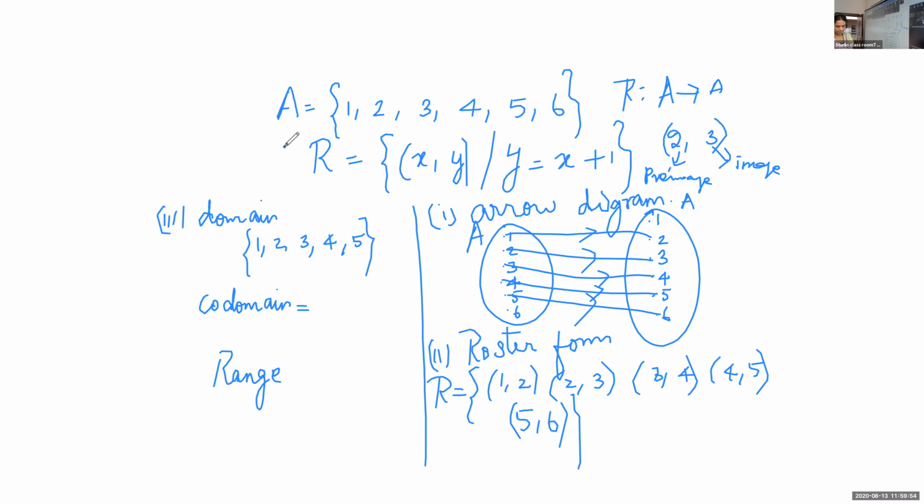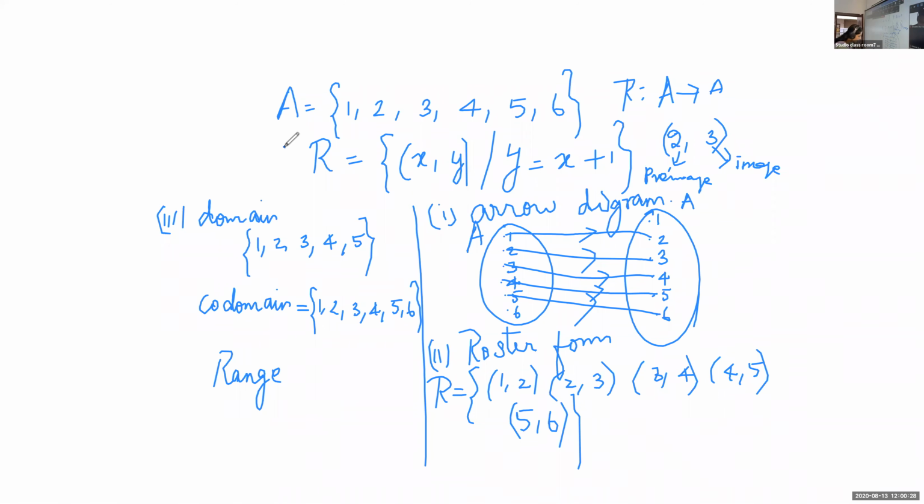Codomain. Ma'am, 2, 3, 4, 5, 6. Is it correct? 2, 3, 4, 5, 6. 1 also we have to include. The collection of all the elements in the second set. Okay, we are not bothered whether it is mapped or not, whether it is related or not. We take the whole set B. The second set as a whole will form the codomain.